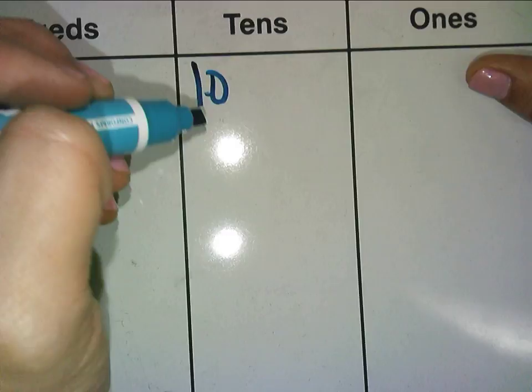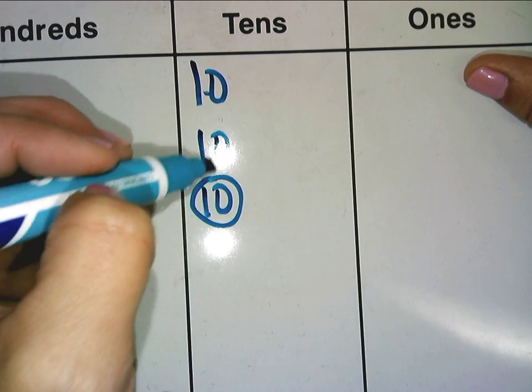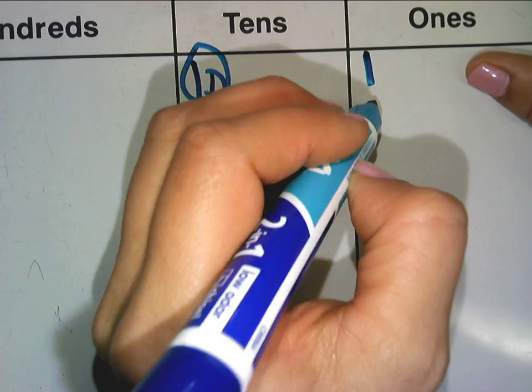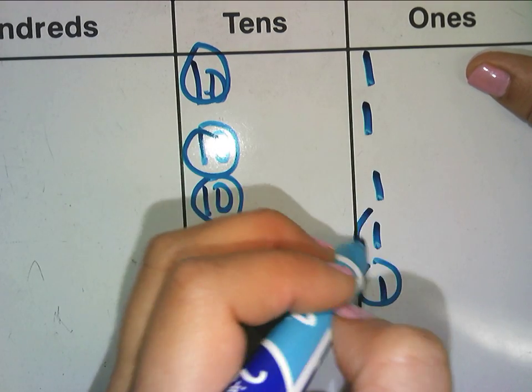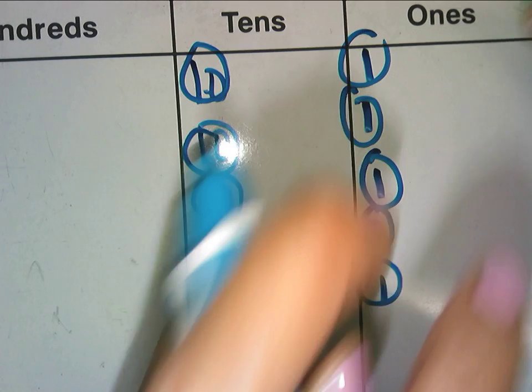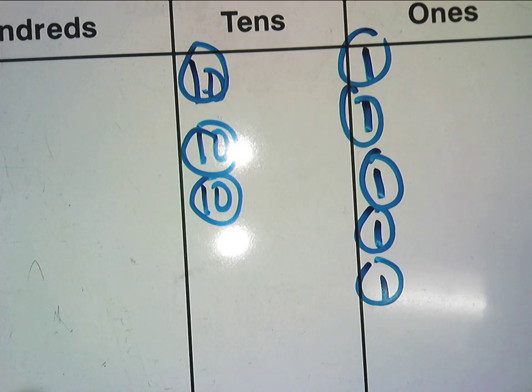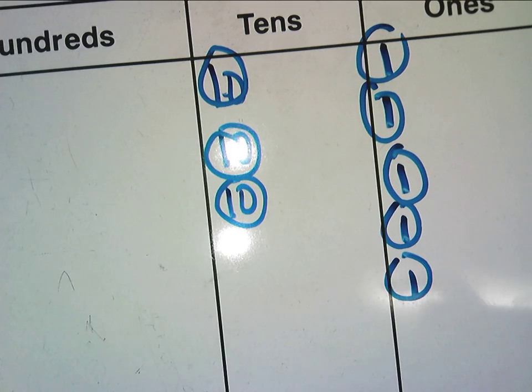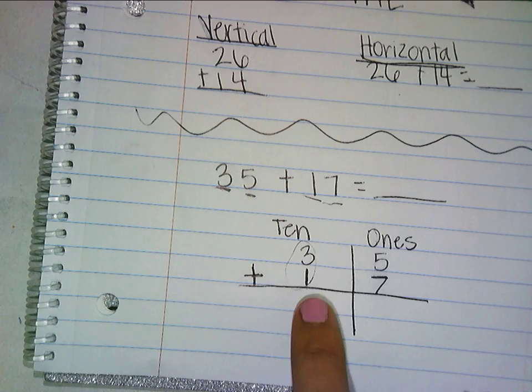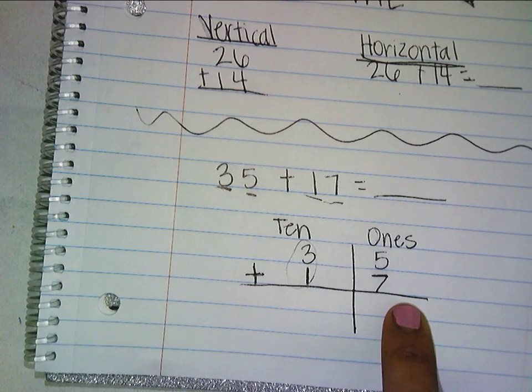So we have 3 tens, which is 30. And then 5 ones. Remember, you want to do that 10 frame lineup when you draw the ones, even when you add the tens. So now we're going to draw on our work mat 17. 1 group of 10, 7 ones.